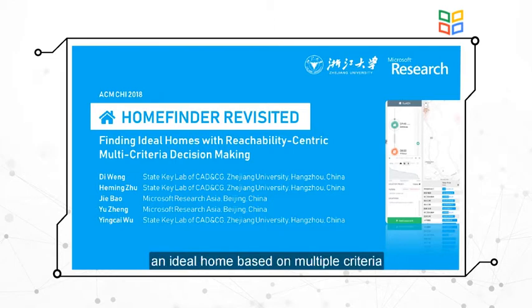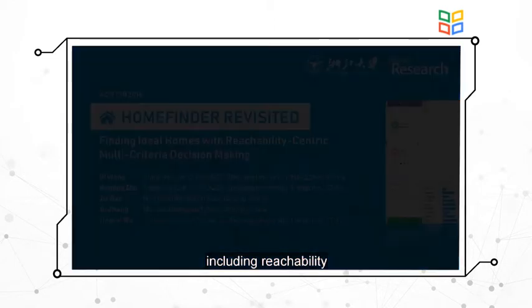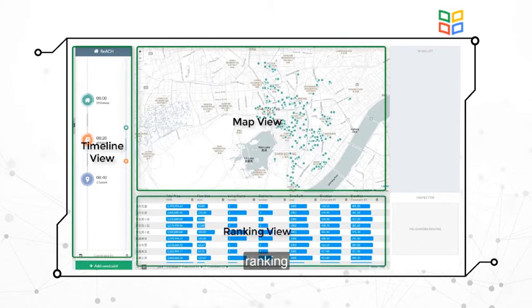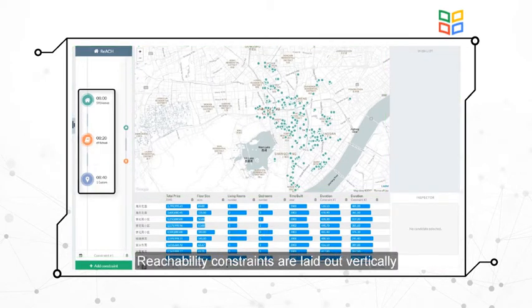In this video, we present Reach, a novel visual analytics system that helps people find, evaluate, and choose an ideal home based on multiple criteria, including reachability. The interface of Reach comprises 4 views: timeline, map, ranking, and wishlist. Reachability constraints are laid out vertically as node link diagrams in the timeline view.